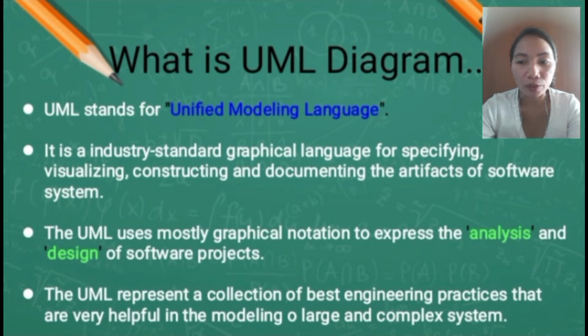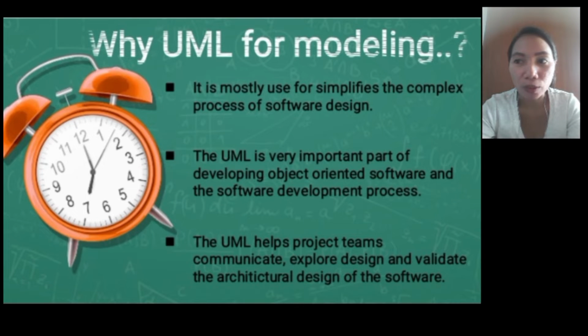What is UML diagram? UML stands for Unified Modeling Language. It is an industry standard graphical language for specifying, visualizing, constructing and documenting the artifacts of software systems. The UML uses mostly graphical notation to express the analysis and design of software projects. The UML represents a collection of best engineering practices that are very helpful in the modeling of large and complex systems.